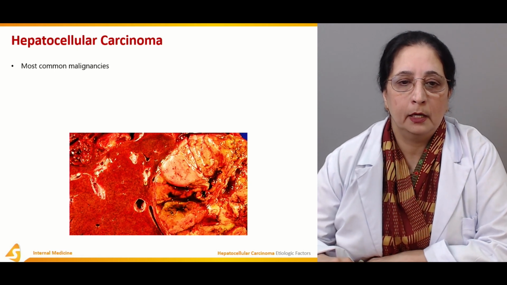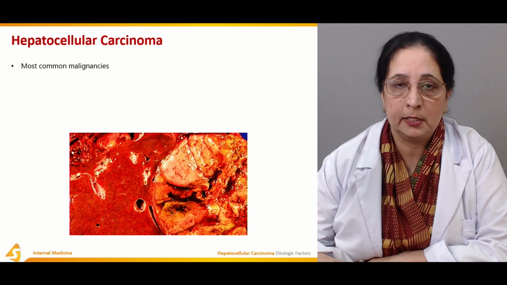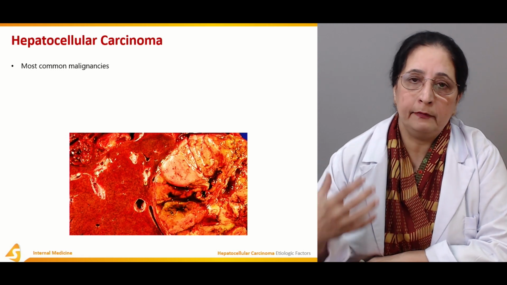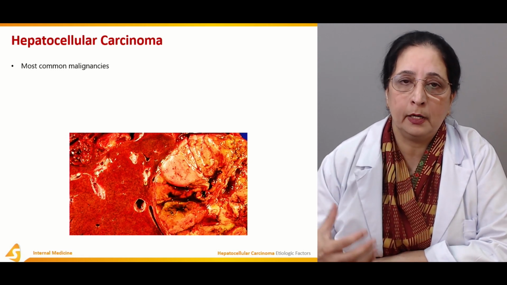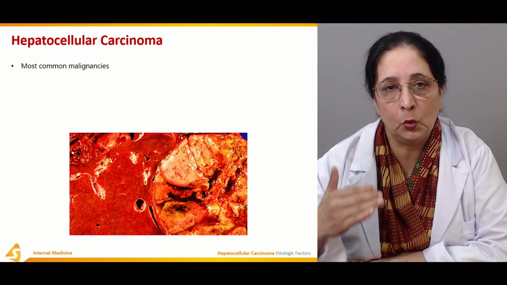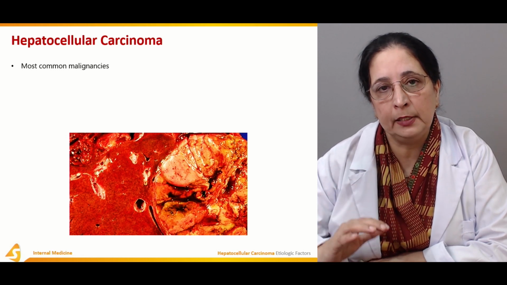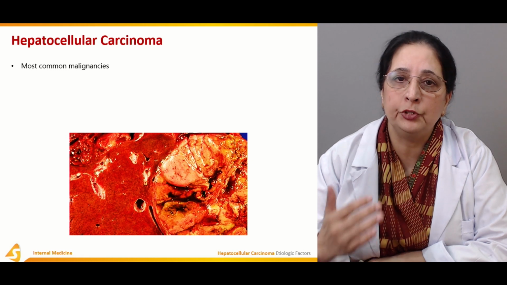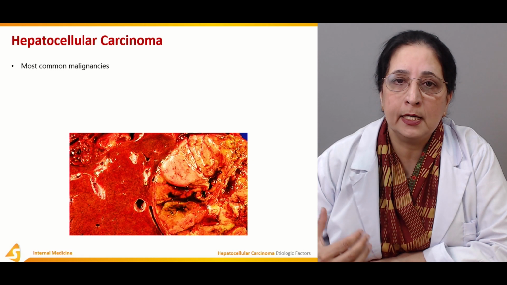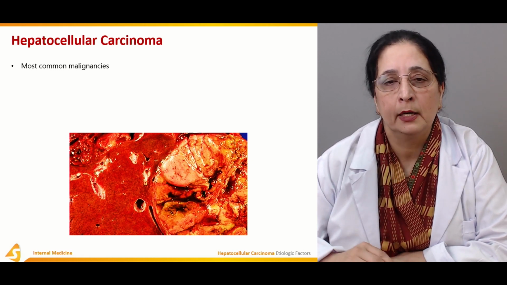One of the most common malignancies is hepatocellular carcinoma. So it's a common malignancy involving the liver. The liver is the organ present in the right upper quadrant of the abdomen below the ribs. Usually it's not palpable, except sometimes the edge of the liver, and only when the liver is enlarged can we easily feel the margin of the liver in the abdomen.